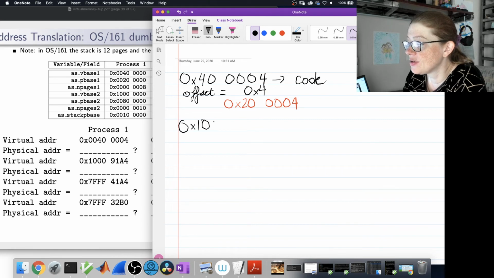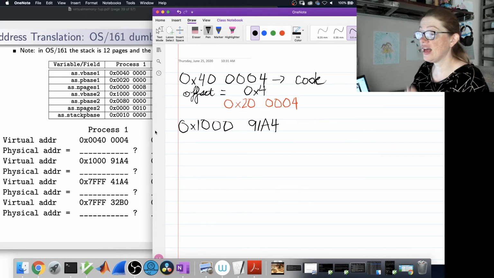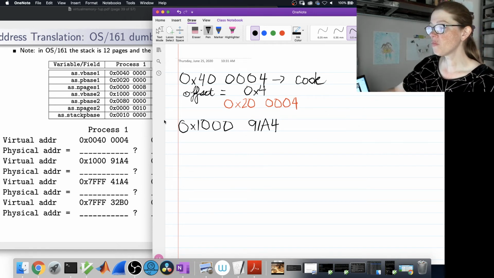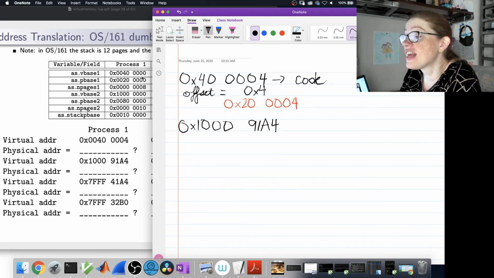Now let's look at the next one. We've got 100091A4. Now I look at the size of, so I'm going to look at my first segment, which is the code segment, and it's very obvious that this address is not a part of the code segment. And then I look at the data segment and I realize, okay, this might be the place.